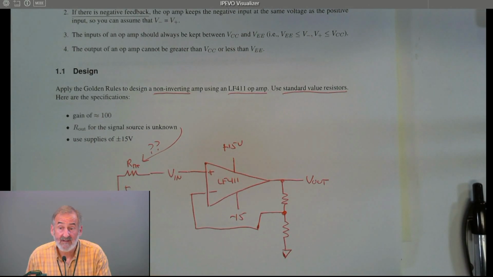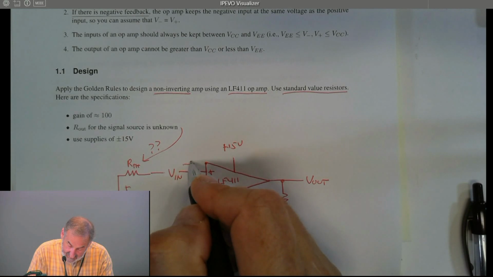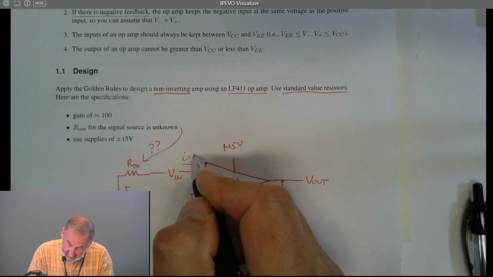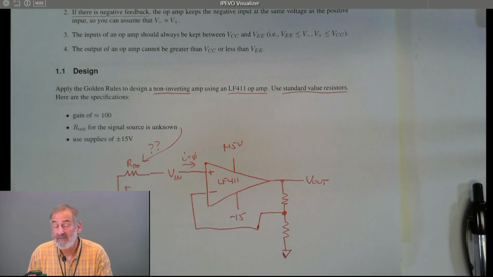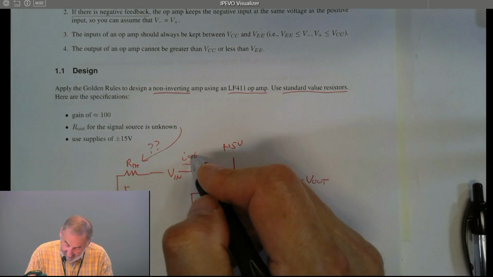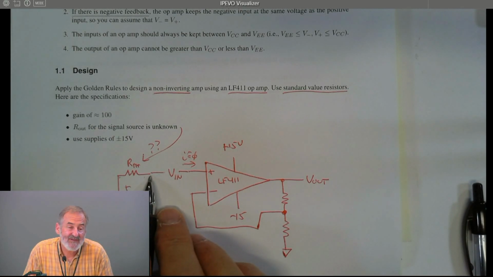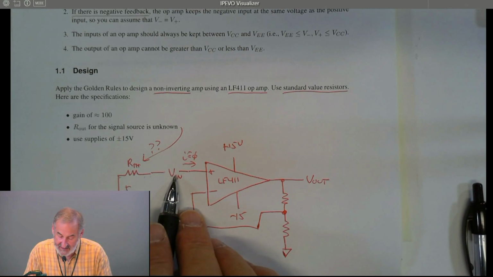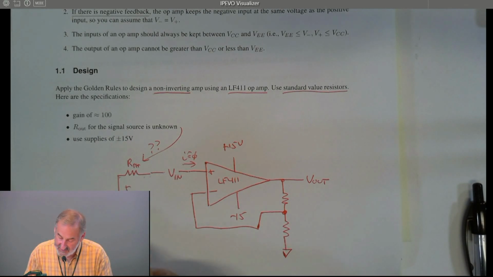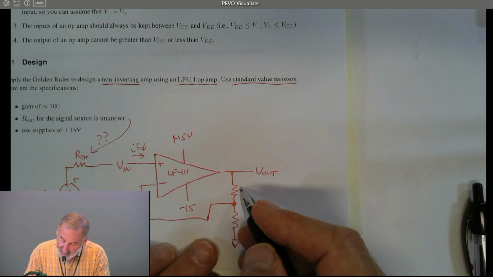Does it make a difference? Well, no, since the current going into an ideal op-amp, this isn't an ideal op-amp, this is an LF411, but it's pretty close to ideal, is effectively 0. We don't get any voltage drop across this resistor, so even if it's 10K or even 100K, we're not going to get any significant voltage drop, so the V_in is going to be the same as the voltage in the source. Now, we need a gain of 100.